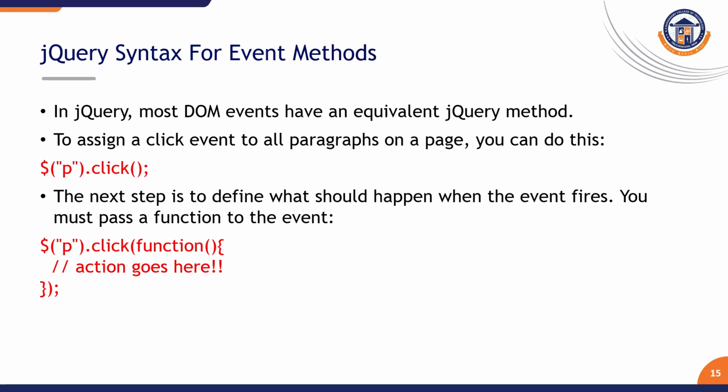jQuery syntax for event methods. In jQuery, most DOM events have an equivalent jQuery method. To assign a click event to all paragraphs on a page, you can do this: dollar symbol, within the function, we use the p dot click function. The next step is to define what should happen when the event fires. You must pass a function to the event. Dollar symbol, paragraph dot click function, open bracket, give some actions, and close the parenthesis with a semicolon.